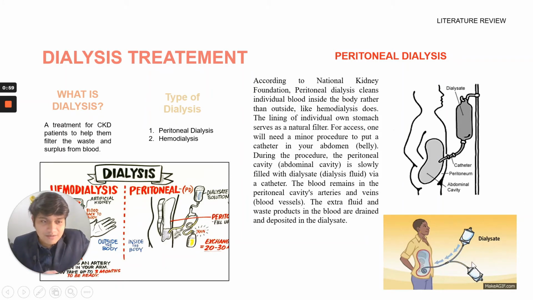In the diagram below, the dialysate enters the body. During the procedure, the abdominal cavity is slowly filled with dialysate via a catheter. The catheter acts as a connection, and the waste will be drained out of the body.